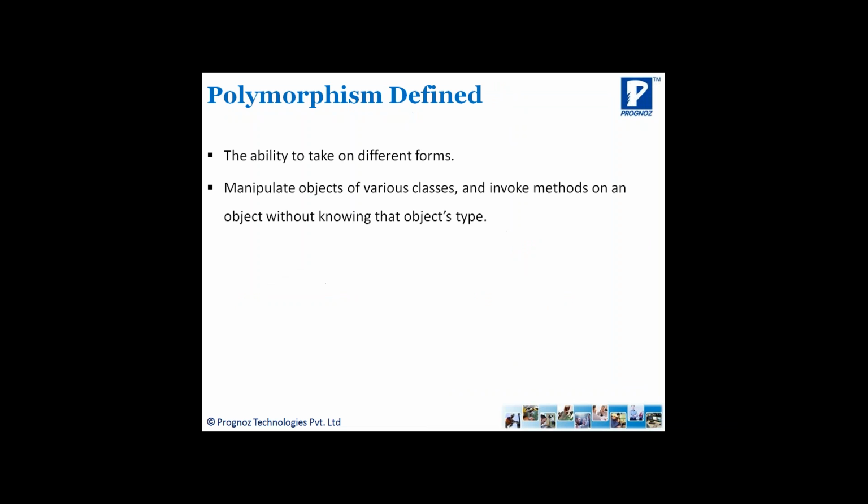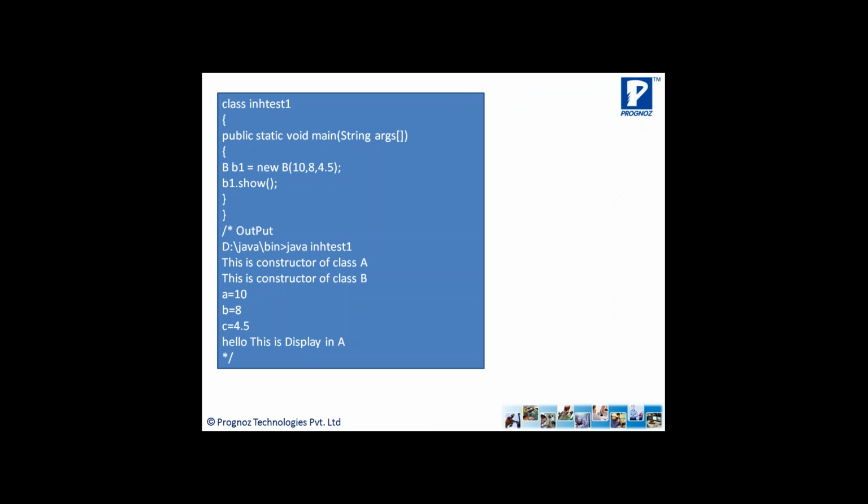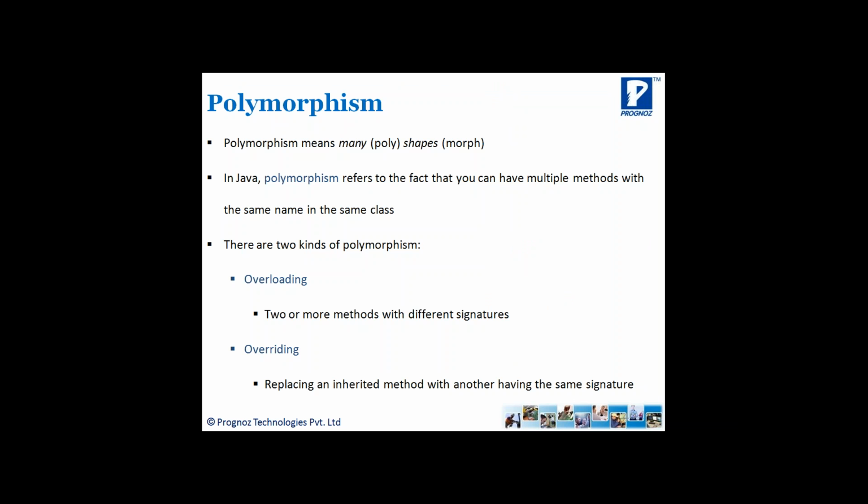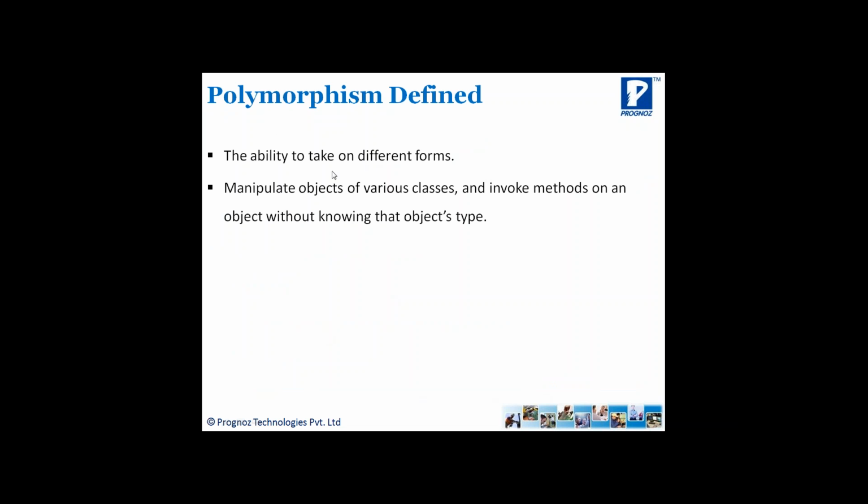Now coming to polymorphism. Polymorphism means many shapes: poly means many, morph means shapes. In Java it refers to multiple methods with the same name in the same class or in different classes. Two or more methods with different signatures, or overriding, which means replacing an inherited method with another having the same signature. It is the ability to take on different forms. Any object I want to make in a different form, I can use it. And I can invoke a method without knowing the object type. Even if I don't know the object type, I can still do polymorphism.